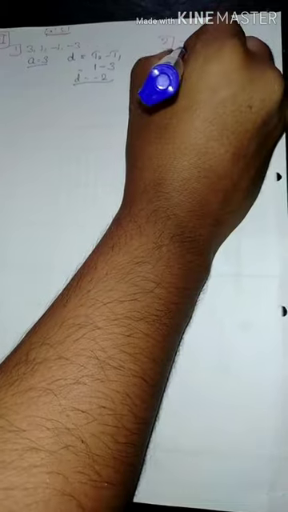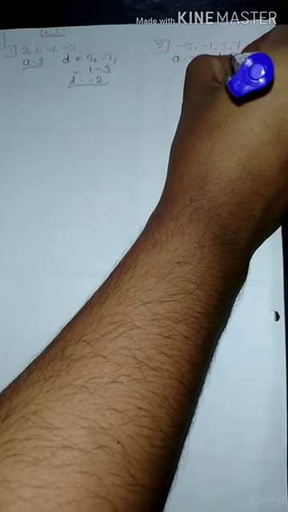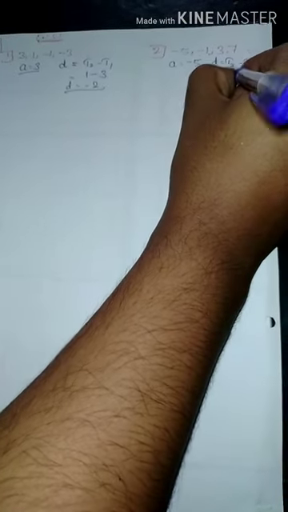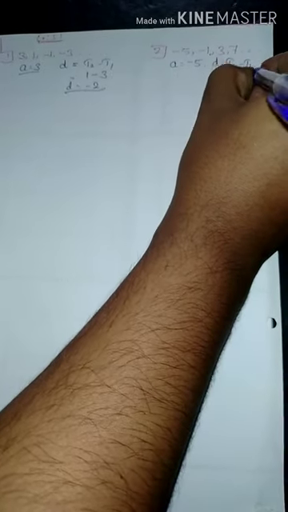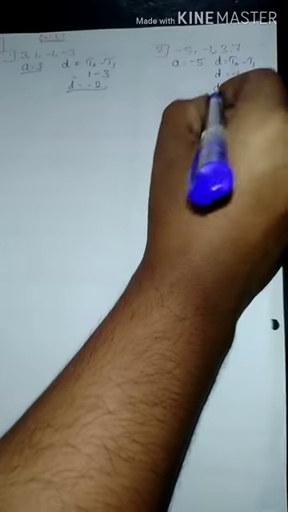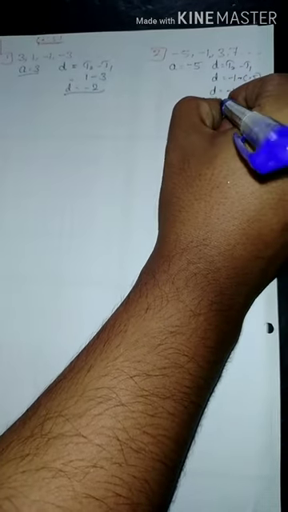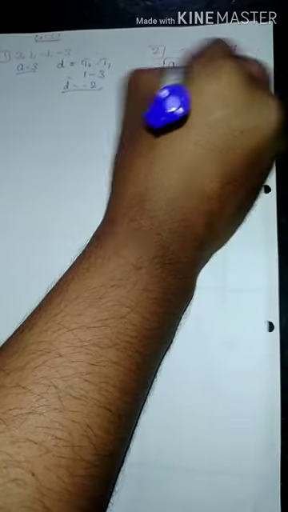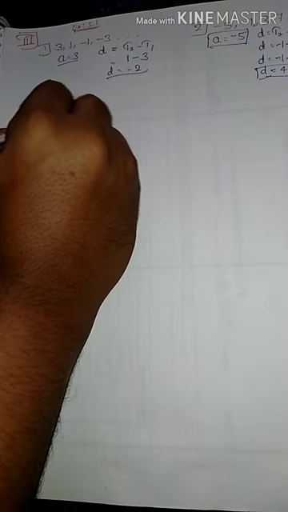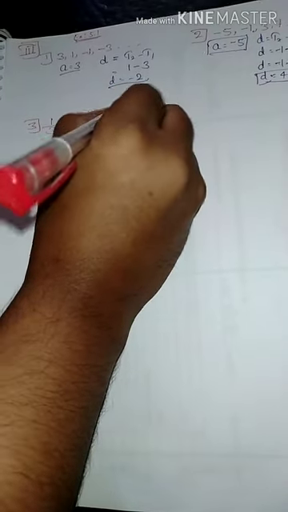So here the first term is minus 5 and the common difference d is equal to t2 minus t1. So d is equal to t2, which is minus 1, minus the first term, minus 5. So d is equal to minus 1, minus into minus is plus 5. d is equal to minus 1 plus 5, which is 4. So the common difference is 4 and the first term is minus 5. The next, third example: 1 by 3, 5 by 3, 9 by 3, 13 by 3.